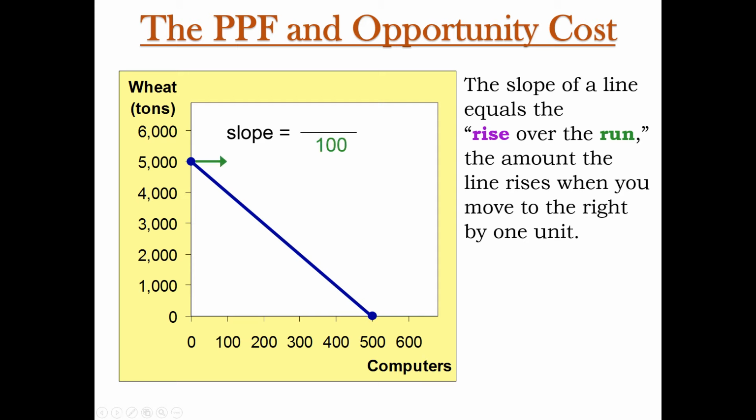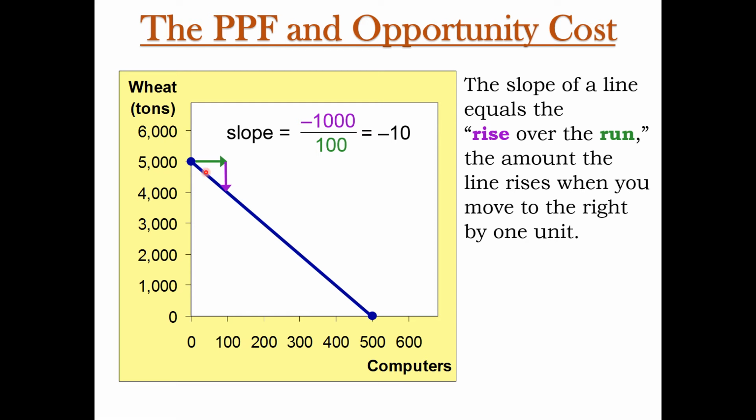If I start at this point and I want to produce 100 computers, bam, that's going to be my run, so that goes in my denominator. But how much do I fall to get back on the line? Well, I'm going to have to go down by 1,000. So in other words, moving in reverse, to go from this point to this point, I would have to go up 1,000 and decrease by 100, or vice versa. I would have to go over by 100 and decrease by 1,000. However you do it, you're going to get negative 1,000 over 100. Simplify that, your slope is negative 10.